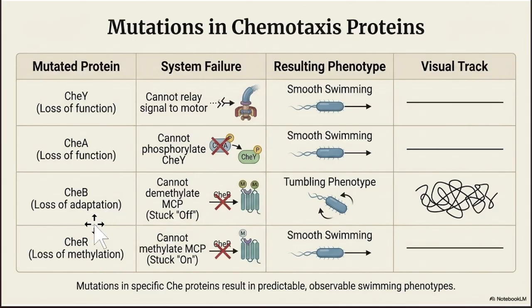When CheB loses function, it cannot demethylate MCP, so it stays off and the receptor remains off. Due to this, tumbling phenotypes occur. When CheR loses function, it cannot methylate MCP, so it stays on. So smooth swimming occurs and the cell moves toward the signal. Mutation in specific Che proteins results in predictable, observable swimming phenotypes.